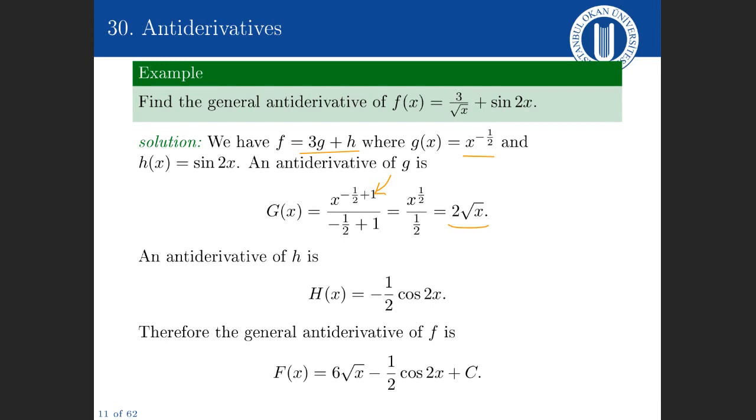The antiderivative of h we can also find using the formula from the previous slide. Antiderivative of small h is minus a half cos 2x. Put this together, we have 3 capital G plus capital H, that's 6 square root of x, minus a half cos 2x, and then, as always, plus c on the end.